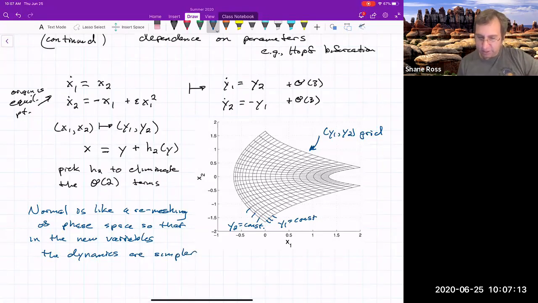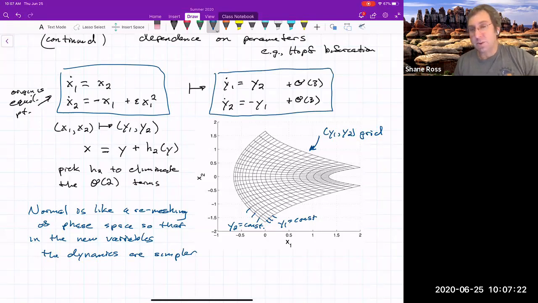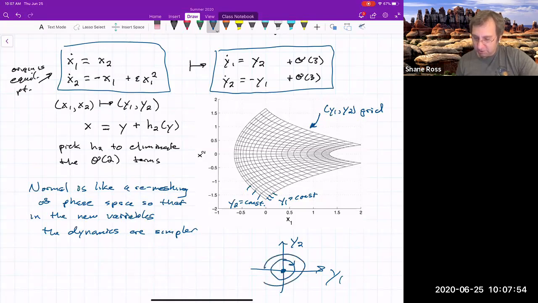But so in the original X variables, we have this dynamics and we have a second order term. In now transforming to the Y variables, we've eliminated the second order term. And all we have is something that's first order, and it looks like the simple harmonic oscillator to leading order in this new deformed meshing of phase space. So it's a change of variables. If you were to look in the Y1, Y2 space to leading order, we have an equilibrium point at the origin, and the dynamics look like just the simple harmonic oscillator.